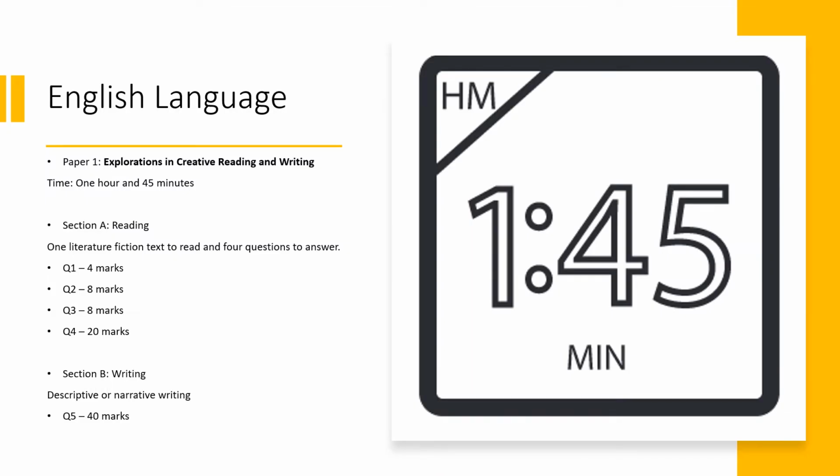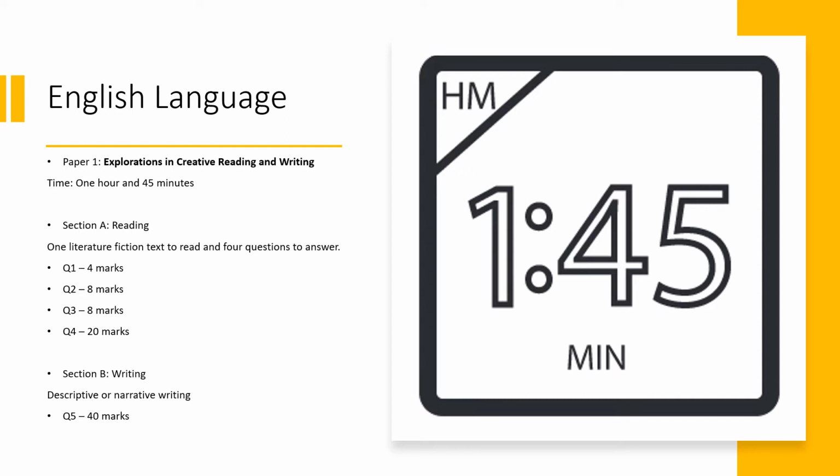Students will sit 2 exams for English. The first exam will be for English language. Students will be sitting Paper 1, Explorations in Creative Reading and Writing. The exam will last for 1 hour and 45 minutes. There are 2 sections to the exam. First of all, in Section A, students will be required to read.